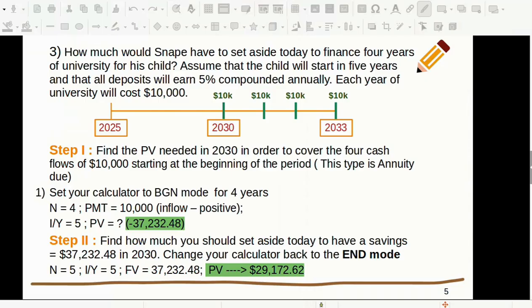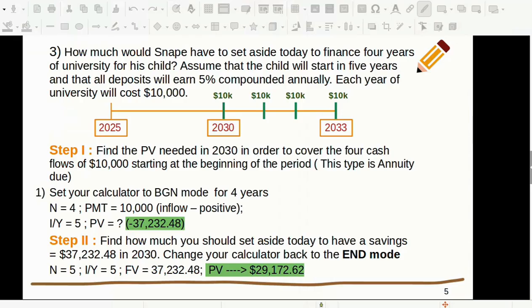The third question is, how much would Snape have to set aside today to finance 4 years of university for his child? Assume that the child will start the education in 5 years and that all the deposits will earn 5% compounded annually. Each year of university will cost $10,000. This involves 2 steps. First, let's understand this example.